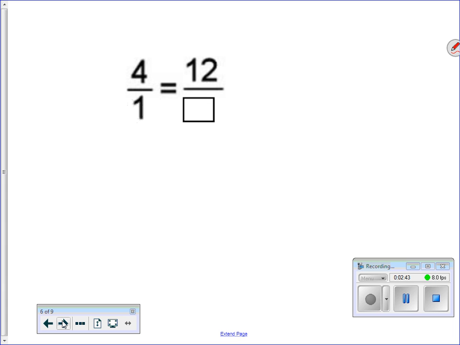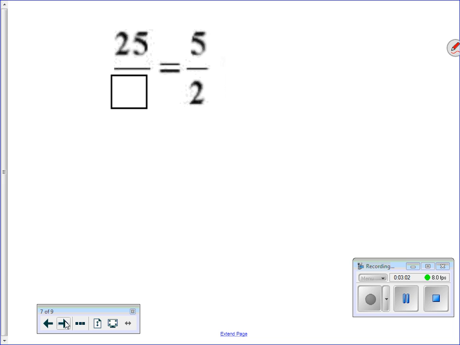What about here? I have 4 over 1 equals 12 over something. Well, it's the same thing that we just did, except that it's denominators now that we don't know. So in the numerator, I took 4 times 3 to give me 12. So I'm going to do the same thing in the denominator. 1 times 3 is 3. So 12 over 3 is equivalent to 4 over 1.